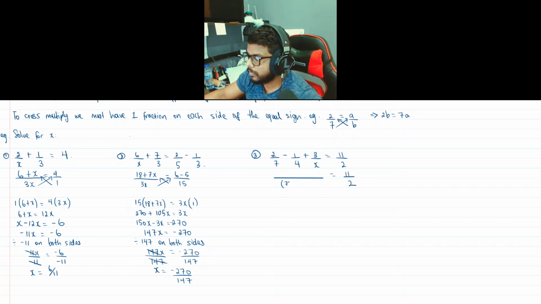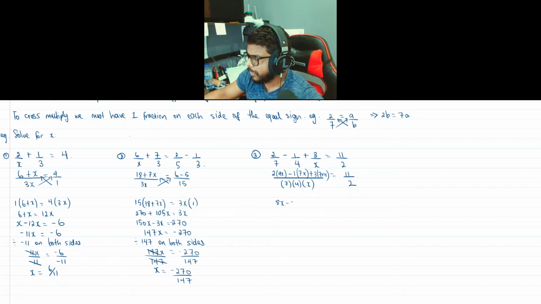My LCM is 7 into 4 into x. Big denominator divided by small denominator, multiplied by the numerator. I will get my big denominator divided by 7, so the 7s cancel out. So I'll have 4 by x by 2, so 2 into 4x. Take away, for my second fraction, the 4s will cancel out, so I will have 1 into 7x. And for the third fraction, my x's will cancel out. I'll have plus 3 into 7 by 4 is equal to 11 over 2. No problem.